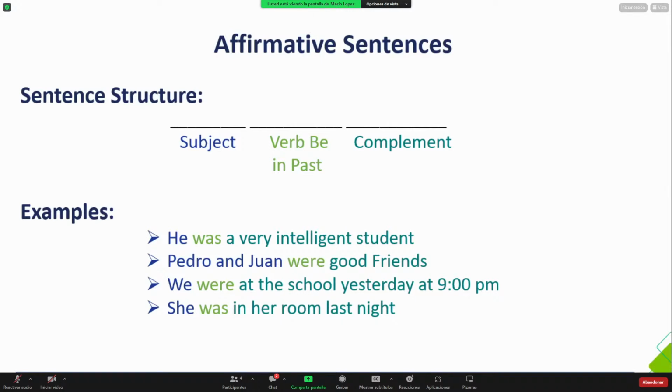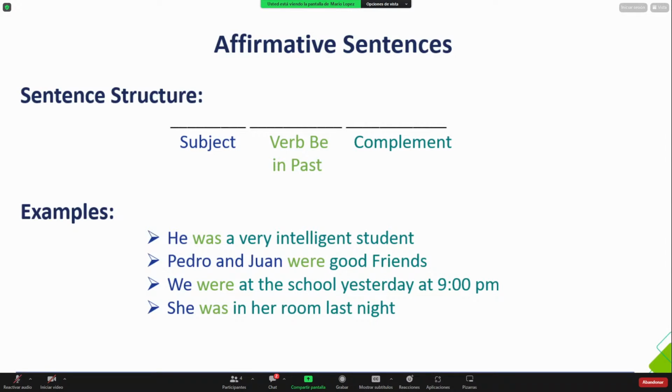He was a very intelligent student. He is the subject, was the verb in past, and a very intelligent student is the complement. He was a very intelligent student. Él era un estudiante muy inteligente. Then we have Pedro and Juan were good friends. Pedro y Juan eran buenos amigos.